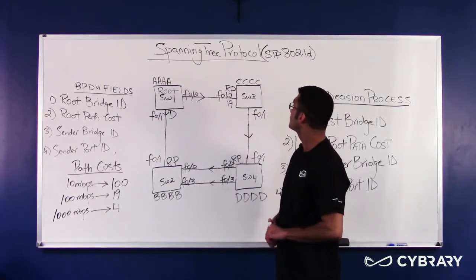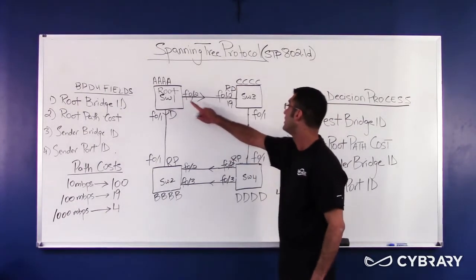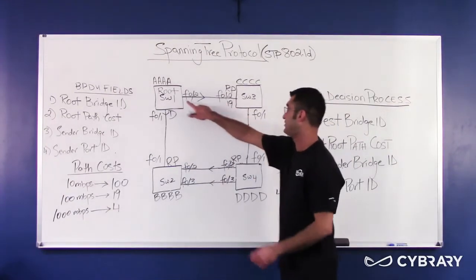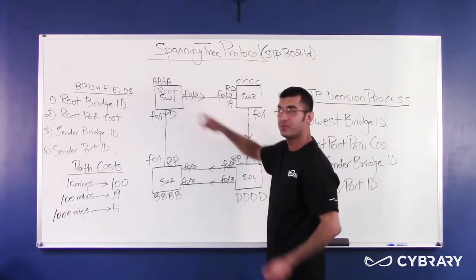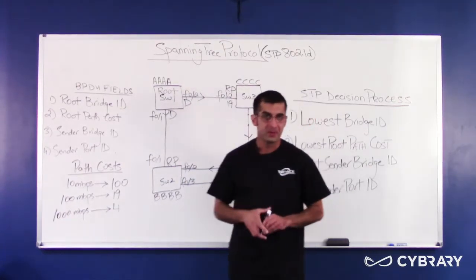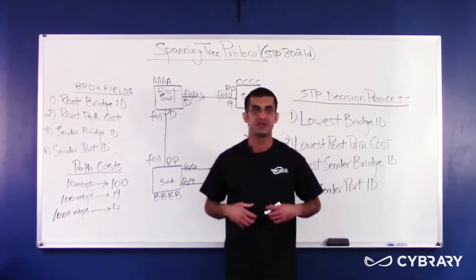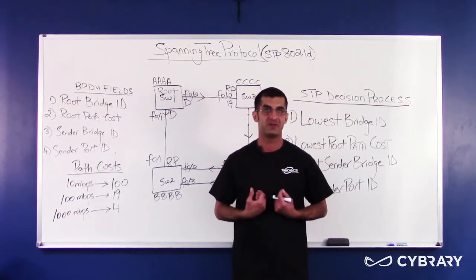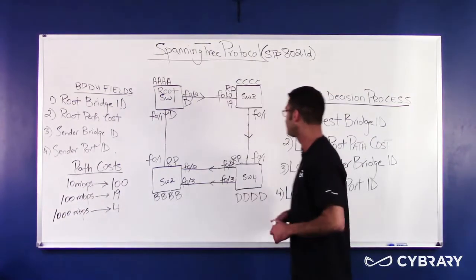Now, on the segment between switch 1 and switch 3, the root path cost at switch 1 F0/2 is 0, and the root path cost at switch 3 F0/2 is 19. So between 0 at switch 1 and 19 at switch 3, switch 1 F0/2 becomes your designated port. Always remember, all ports on a root bridge will become designated ports. No matter what segment, no matter who they are connected to, on every segment, the cost from the root to itself is 0. So all ports on a root bridge will become designated ports.